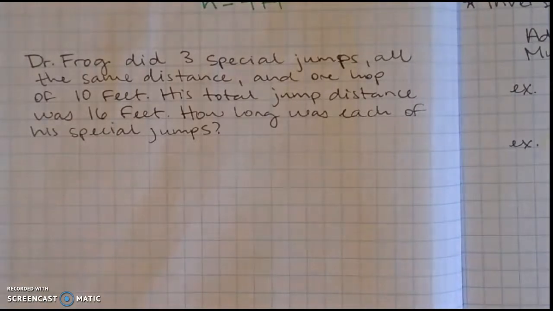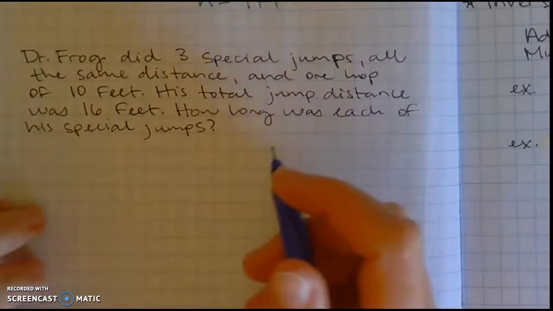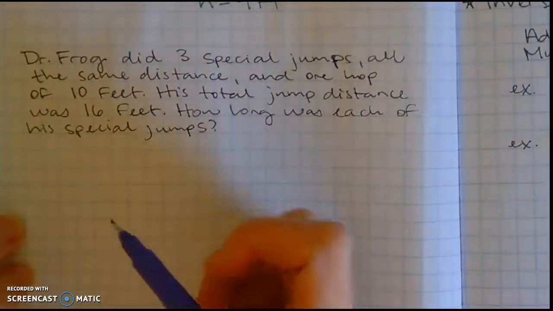His total jump distance was 16 feet. How long was each of his special jumps? So we're going to be looking at 3 jumps that are the same length. So we're going to be using the same variable because they're all the same distance. And we know the total and we know one of the jumps. So we're going to have to figure out what those 3 jumps equal.